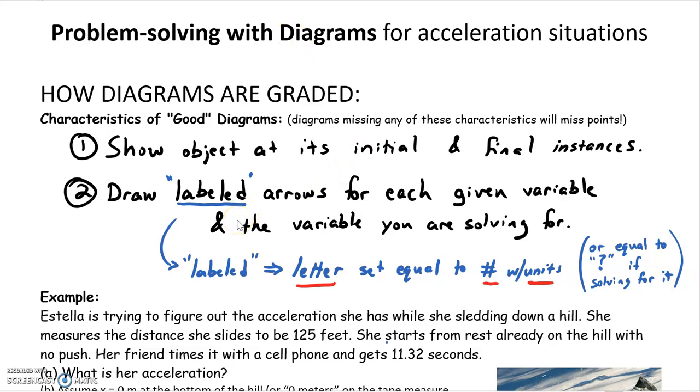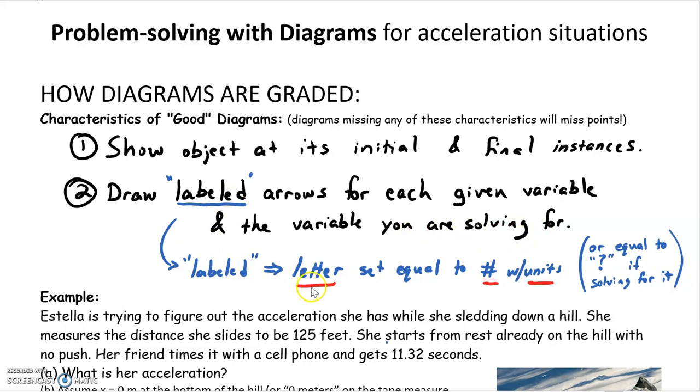We're not losing the context by just simply labeling variables like v0 equals 4, or a equals 2. It completely destroys the context of the problem when we just list the variables out. So we're going to list those variables out, but within a diagram, so it retains its context. So to do this, we're going to draw a labeled arrow for each of the given variables in the problem. We also want to do a labeled arrow for the variable that we wish to solve for.